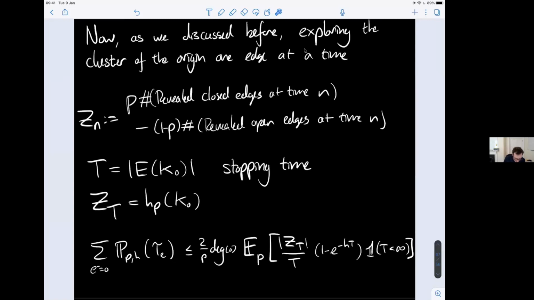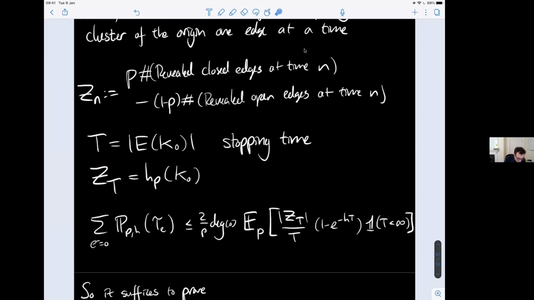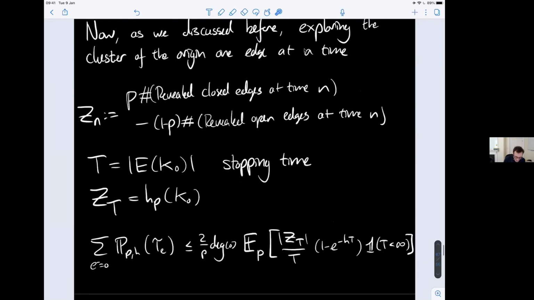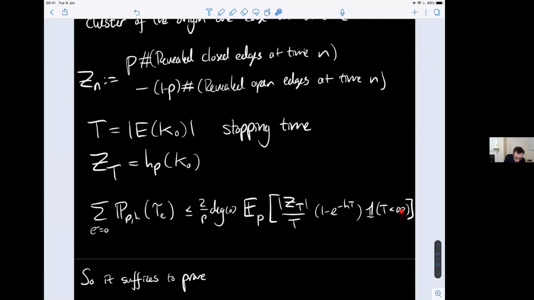Okay, and Z_T, the final value of this martingale when it stops, is just equal to the fluctuation of the origin. So if you take this lemma that we just proved and rewrite it in terms of this martingale, which again is a very simple martingale, just an IID random walk on the reals that's stopped at some time, then you get the expectation of the absolute value of Z_T over T, times 1 minus e to the minus hT, times the indicator that T is finite.